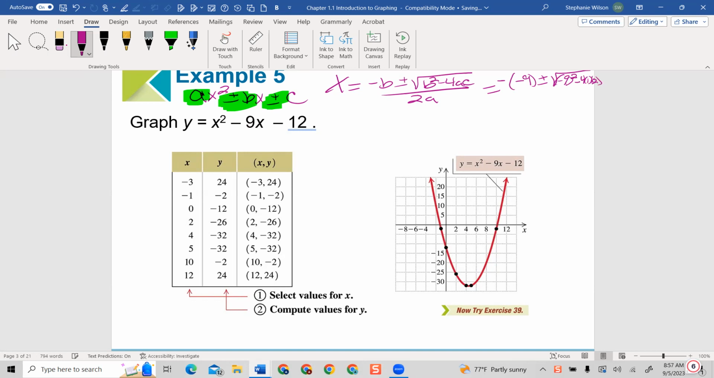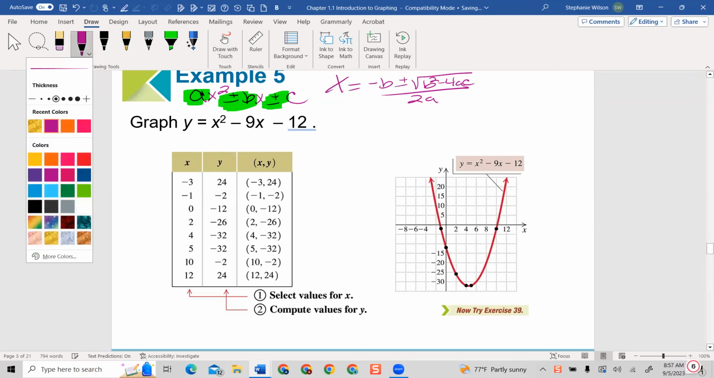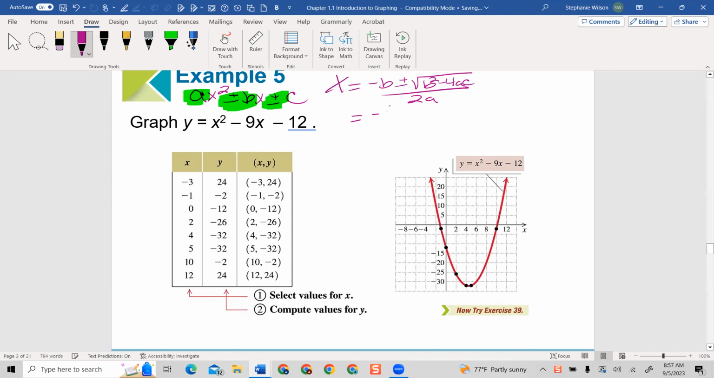Or excuse me, negative 12. Let me rewrite this. I didn't give myself enough room, so it makes it hard for you to read it. So let me come underneath down here. All right, negative times that negative 9, plus or minus the square root of, again, I'm in parentheses for the b squared because b is negative 9 and we're squaring it. So that negative gets squared as well. Minus 4 times 1 for A times negative 12 for C, all divided by 2 times A.